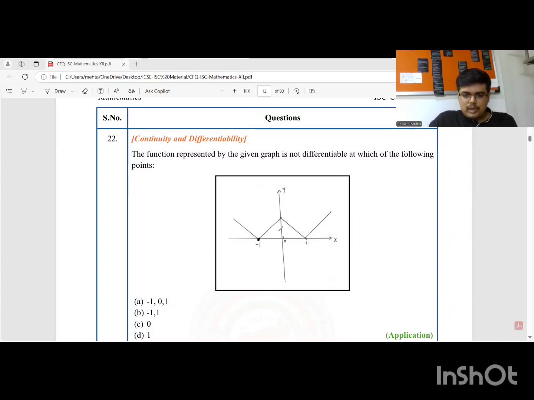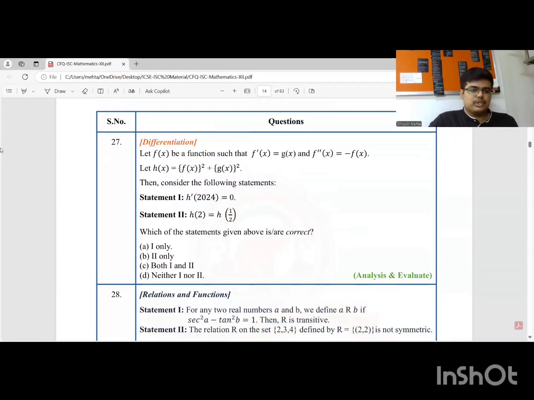So it turns at -1, it turns at 0, it turns at 1, and therefore the points of non-differentiability are these 3 points: -1, 0, and 1. The next question that we have is question 27. 27 is a beautiful question, students.